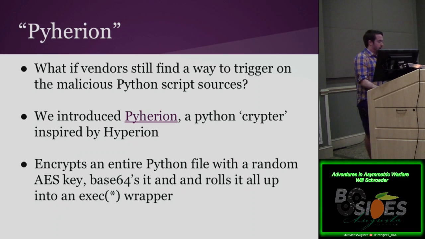So we introduced a little module called Hyperion, which is a Python encryptor inspired by Hyperion. It encrypts an entire Python file with a random AES key, randomized each time. It base64s it and rolls everything up into a nice little exec wrapper. So every time this is run, even for the same exact input file, it'll generate a completely different blob of text, and I'll show you here in a second.